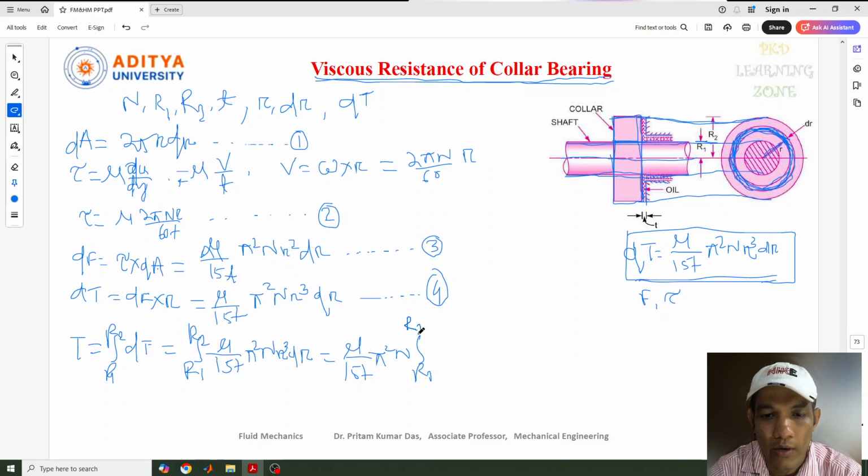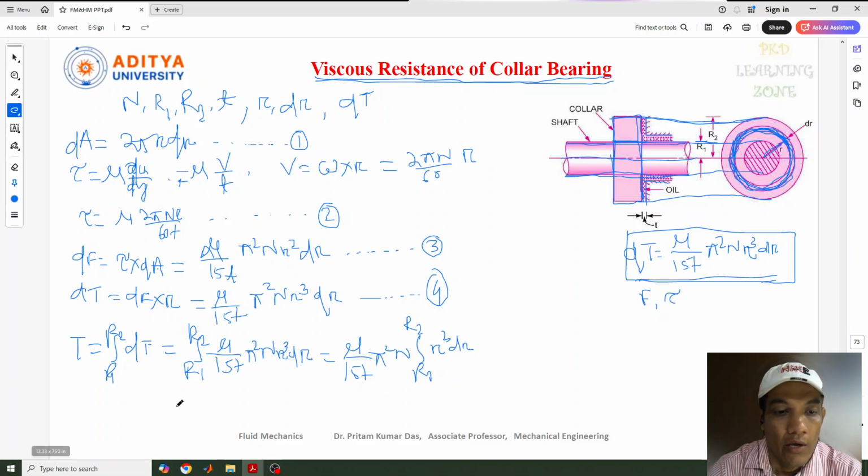R1 to R2. This is nothing but r cube dr. See, the same concept we are just doing, just we are taking a constant outside and the remaining terms are inside, and only 0 to R1 we have taken initially. Now we need to consider R1 to R2.